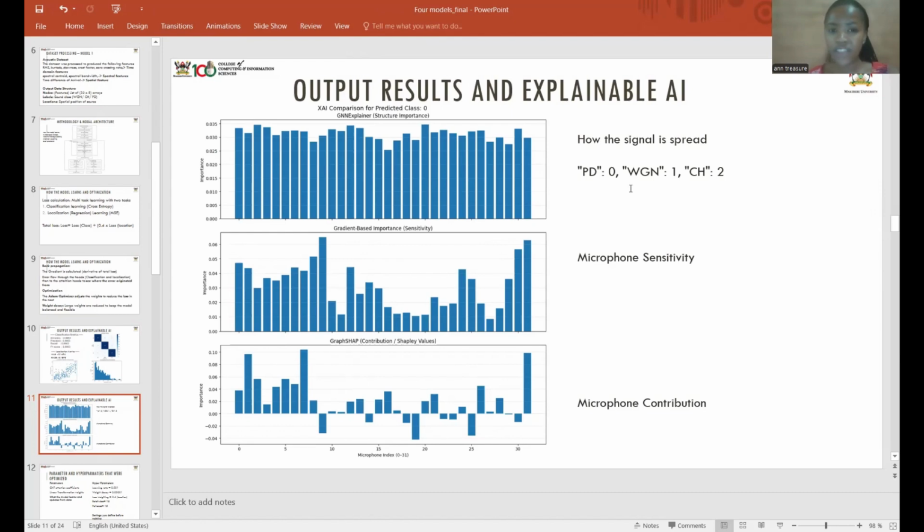So that's, for example, the class was 0 in case, so different microphones have different sensitivities to partial discharge. And in the different microphones here, in the last graph, we see that different microphones also offer different contributions, with some microphones having a higher contribution to the prediction of partial discharge in a given sample.